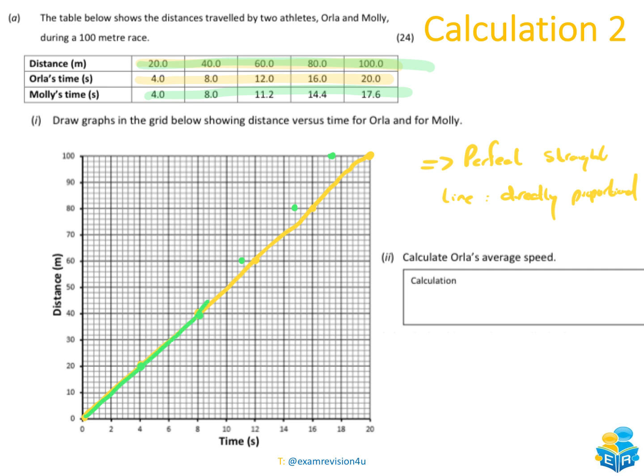So if you were to join these now, it's going to change slightly. It's not going to be a perfect straight line, consistently sloped the whole way up. There is changes there. Okay, so it looks slightly different. So that's the two graphs drawn.